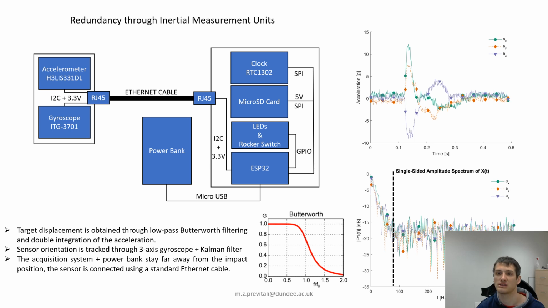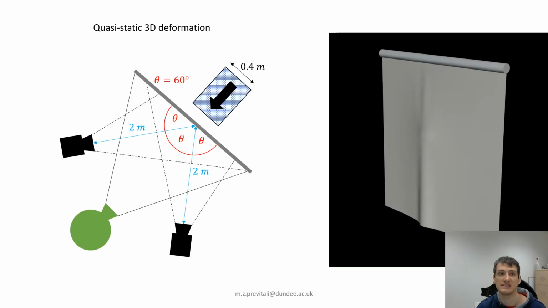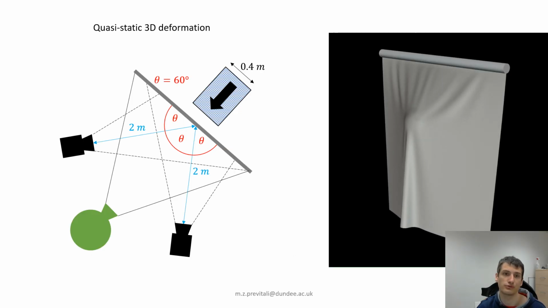The data is recorded, and then simply using a Butterworth filter, it's possible to clean the data and carry out double integration in order to obtain the displacement of the point in space using inertial measurement units. Then the system was verified under both quasi-static and dynamic conditions.